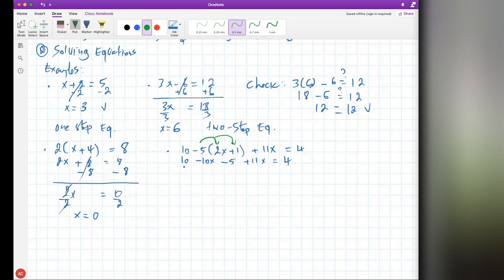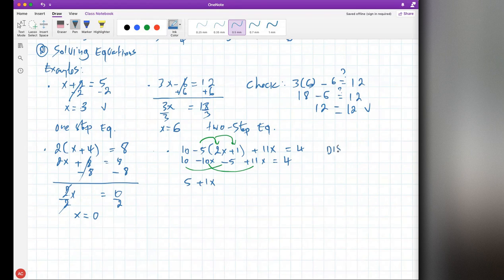So we have basically these two together are like terms. 11x equals... 1x. That's right. So we have 10 and -5, so it would be 5. Then you have 10 plus -10 plus 11. -10 plus 11 would be plus 1x. So basically we are still on the same side. We're not moving to the other side yet. We're just combining like terms.